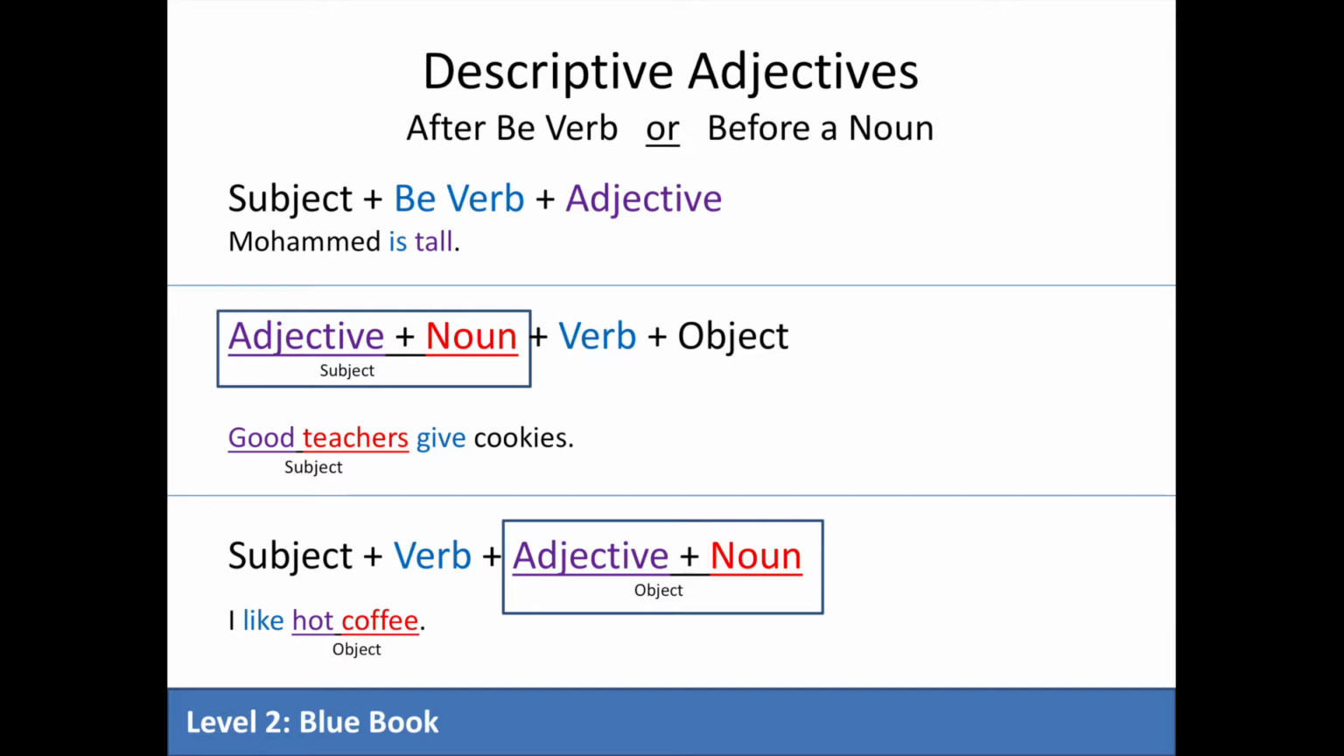Descriptive adjectives come after the be verb in sentences or before a noun. Here you have some examples. The first one, we have the be verb, so Muhammad is tall, the adjective being tall, after the be verb. We can start a sentence with a subject, which includes an adjective before the noun. For example, good teachers give cookies. We can also use the adjective and noun as the object of a sentence, like, I like hot coffee. Again, take a moment, pause the video, and practice writing some sentences of your own.